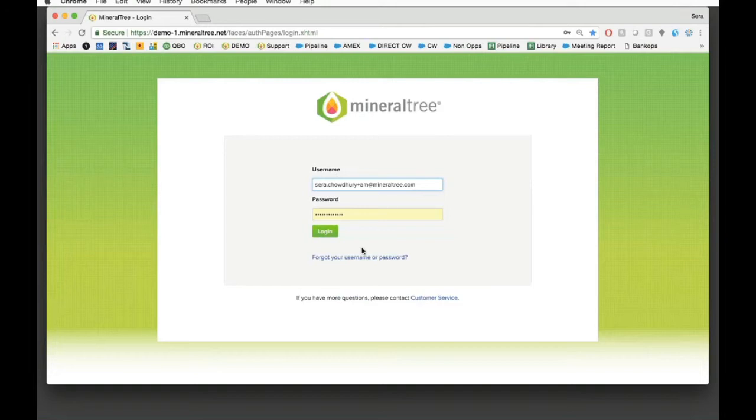So I'm going to go ahead and log in here to MineralTree. It integrates beautifully with Great Plains and a number of other systems, so make sure you let us know which one you're using so we can talk to you about how we can work there. And like I said, please feel free to send over any questions as they come up.